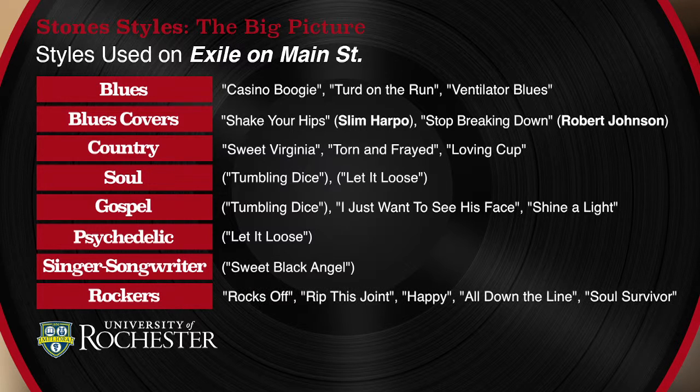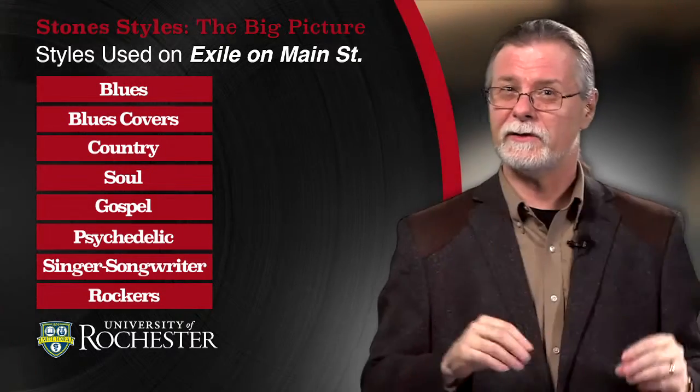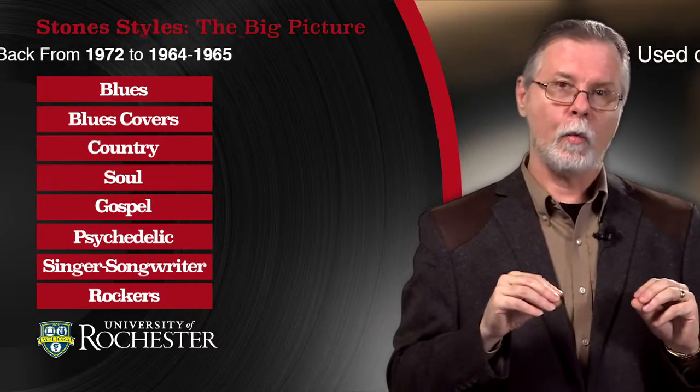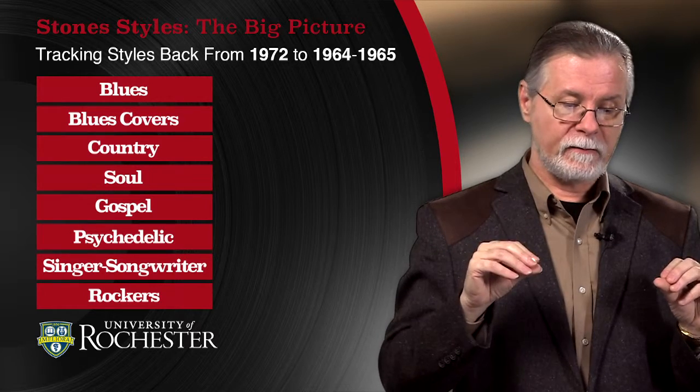And then the rockers, of course, we've got a couple of those: Rocks Off, Rip This Joint, Happy, all down the line, and Soul Survivor. So if we take some of the same original categories that we used for covers and apply them to Exile on Main Street, we can pretty much slot everything in. Not to say that that's the only way this music is important or interesting, but it does help us see the influence.